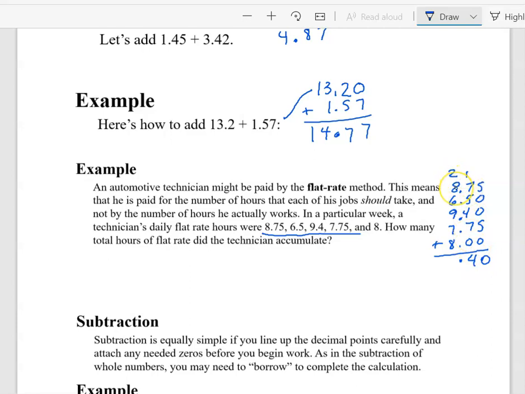2 and 8 is 10. 10 and 6 is 16. Plus 9 is 25. Plus 7 is 32. Plus 8 is going to give us 40. Okay, so we've got 40 and 4 tenths. So 40 and 4 tenths. We don't really need that extra 0 here.